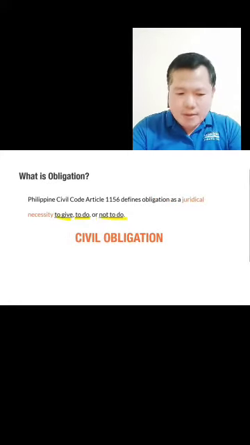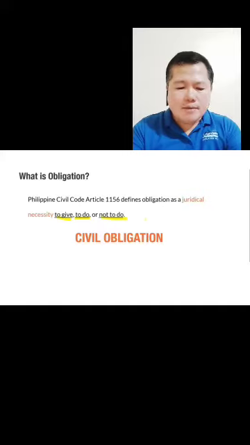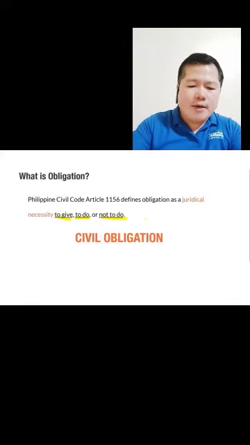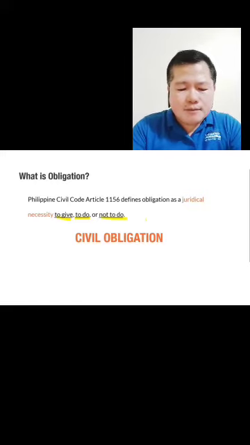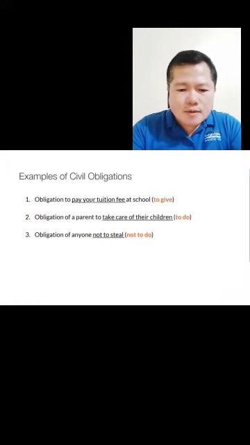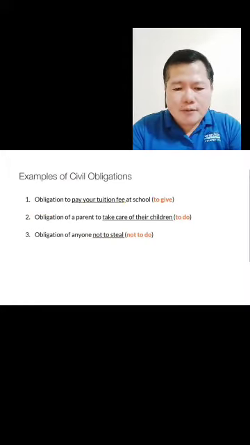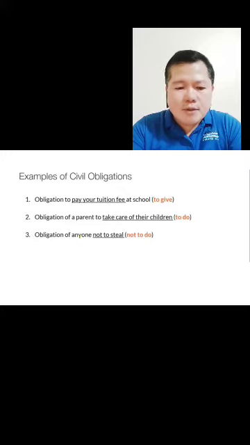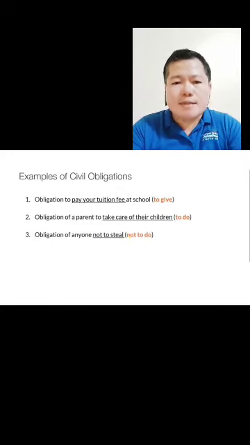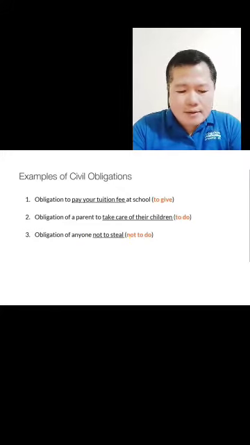So if you go back to the meaning, we have 3 ways or forms in order to perform the obligation. To give, like to pay your tuition fee, that is to give money specifically. Number 2 is to do, like the obligation of a parent to take care of their children. And number 3 is not to do, like the obligation of anyone not to steal.